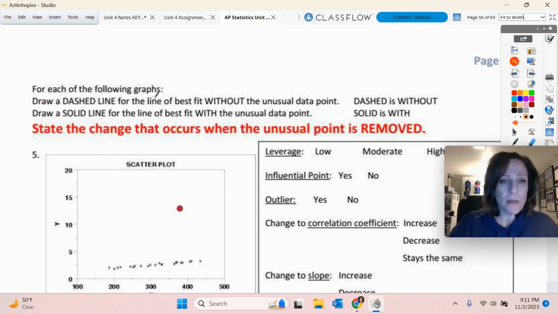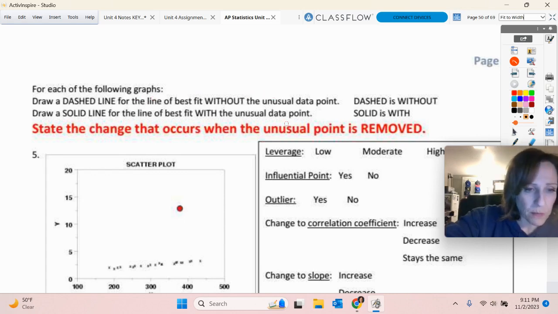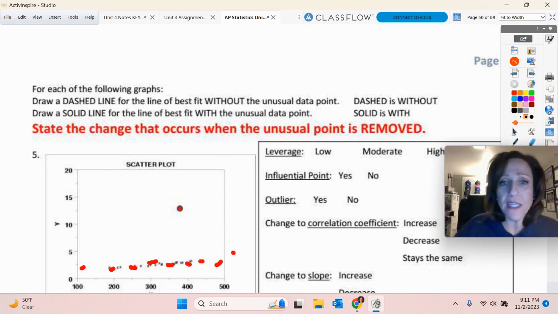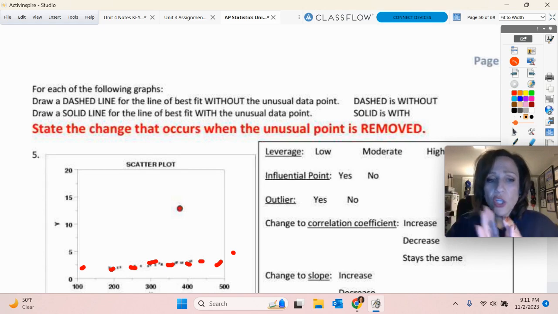The dashed will be one without the unusual point. So if I take a look here, there would be what the line would look like without the unusual point. Okay. Now, but then I have this unusual point in here, right there. Okay. Remember, your line has to toggle through that mean point.